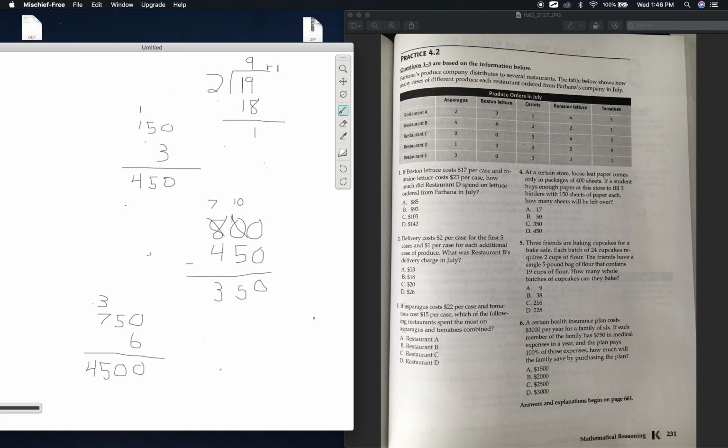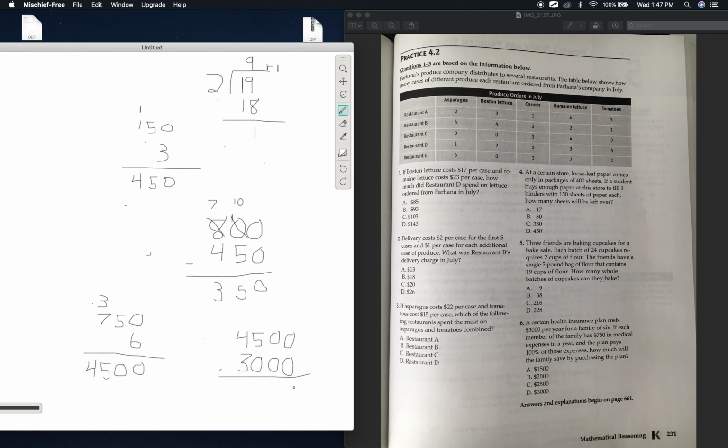But since they do have insurance, they only pay $3,000, and that $3,000 covers the 100%, which means it covers all that $4,500. So how much are they actually saving by paying $3,000? Well, let's see. It would cost them $4,500 if they didn't have insurance. Since they do have insurance, it is only $3,000. So we need to see what the difference is between these two to know what they're actually saving. Okay.